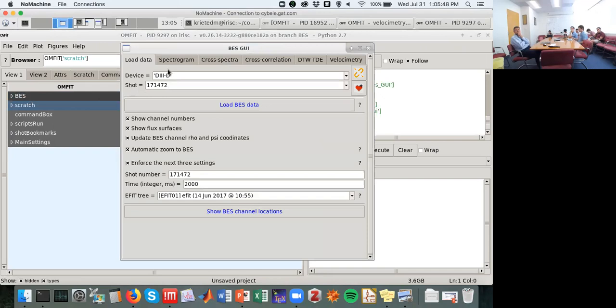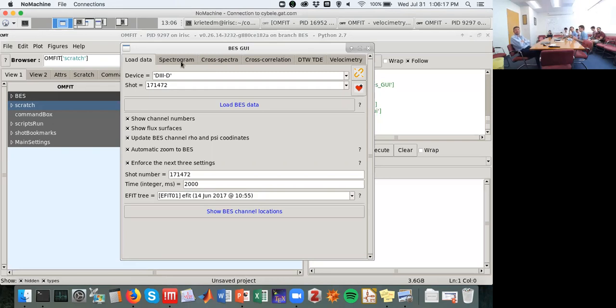All right, so this is the main GUI, and basically this module is a set of different analysis tools that are suited for analyzing turbulence data, and it's arranged by tab in this GUI. So you have the load data tab, which of course loads the data for a particular shot or machine of interest, and then basically these analyses are organized from left to right in terms of increasing complexity.